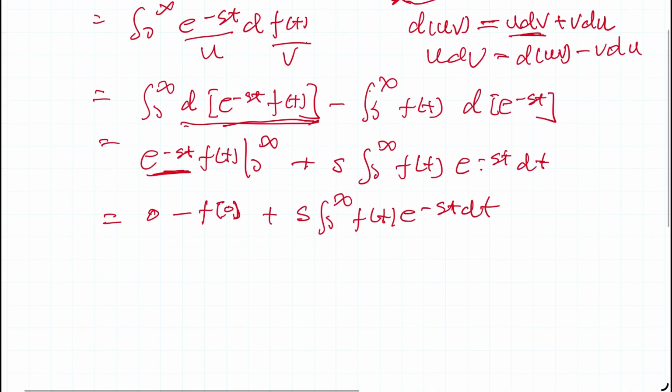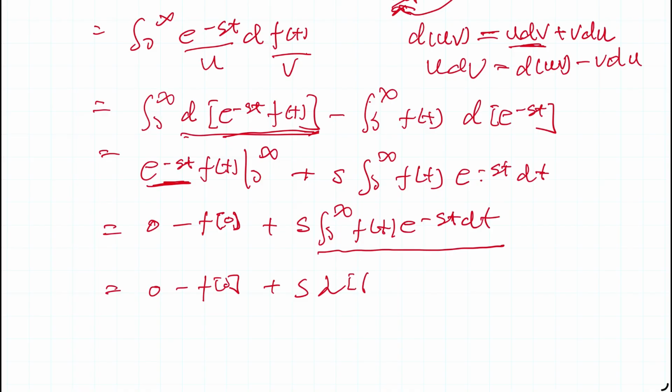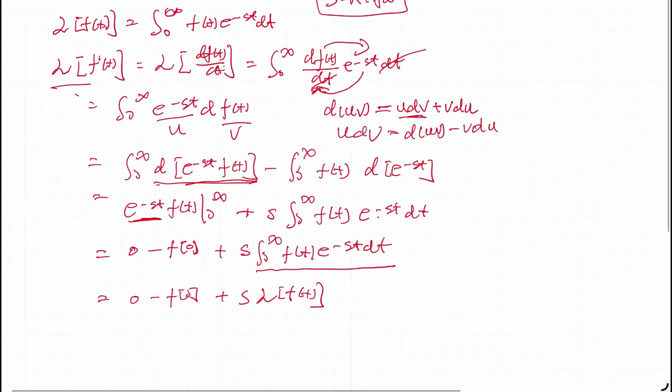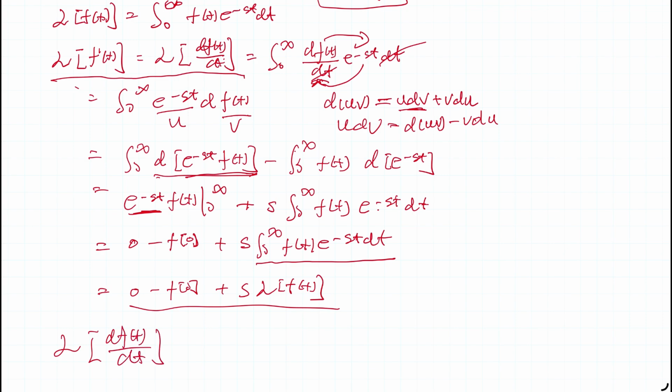Now this is very clear. What is this term? By definition, that's the Laplace transform of f(t). So what we get is minus f(0) plus s times the Laplace transform of f(t). And that's the result. You can write this down: the Laplace transform of df(t)/dt equals s times the Laplace transform of the function f(t), minus a constant, f(0).